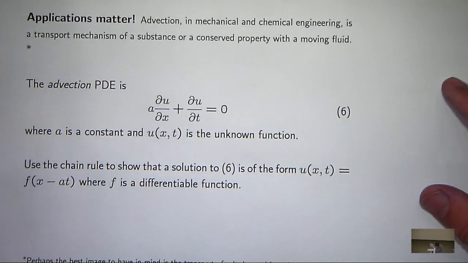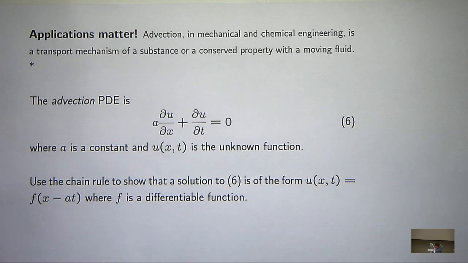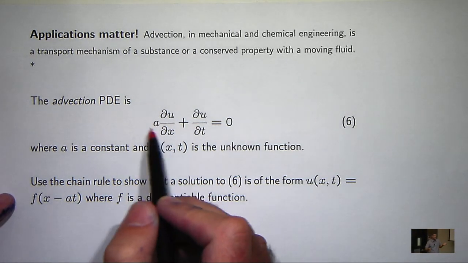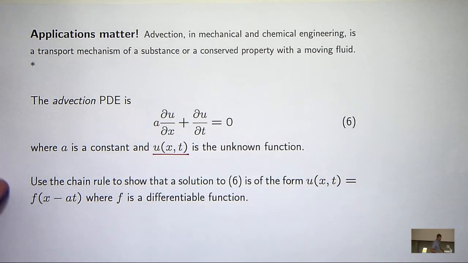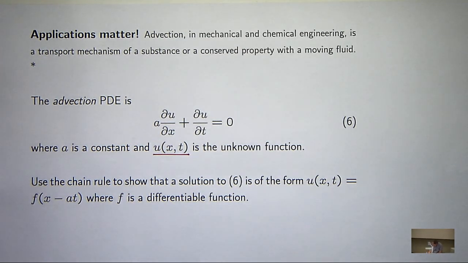All right, so let's look at a pseudo application. How can you use these things in, for example, modelling? The partial differential equation, 6, is known as a special equation called the advection equation. Here a is just a constant, u a function of 2 variables. You can think of x as representing position and t as representing time. Okay?